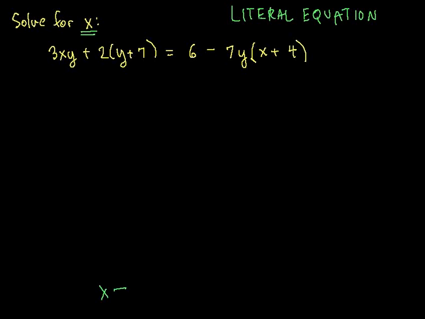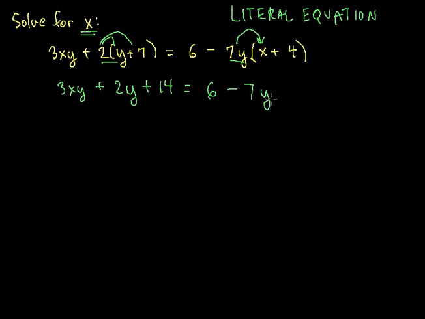The key to this problem is pretty straightforward. First of all, you want to simplify out as much as you can. So, distributive property. 3xy plus 2y plus 14, right? Distribute the 2 to each of those terms. On the right-hand side, 6. Now this is a little bit tricky. You got to be careful. 7y times x is minus 7yx. Negative 7y, notice we have to distribute this whole thing to 4, is minus, not plus, but minus 28y.